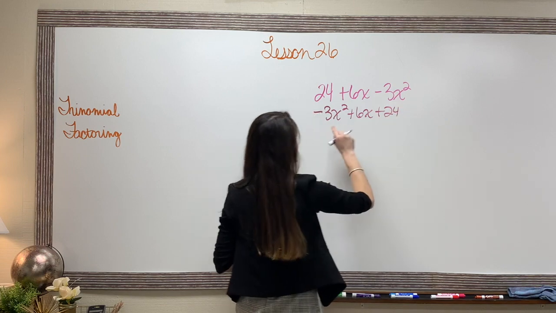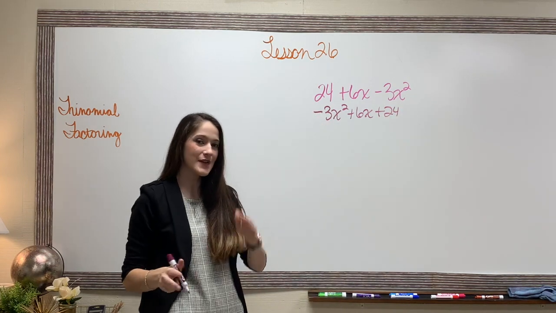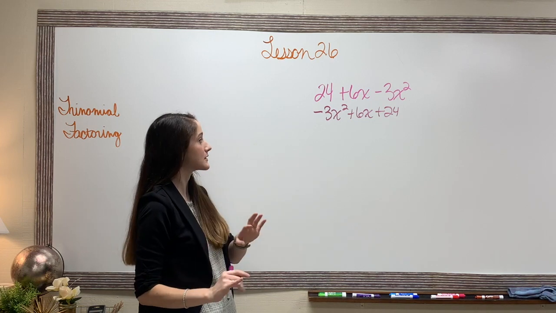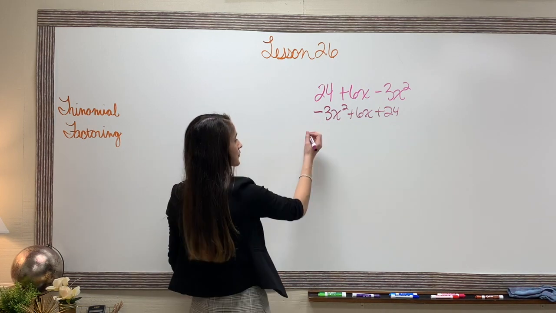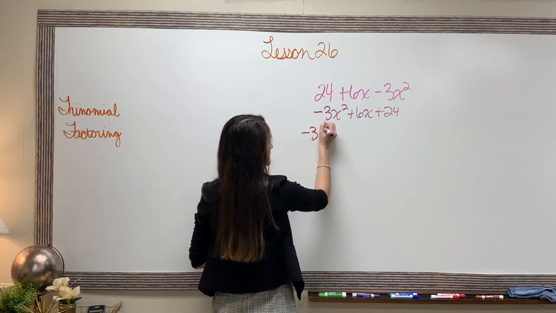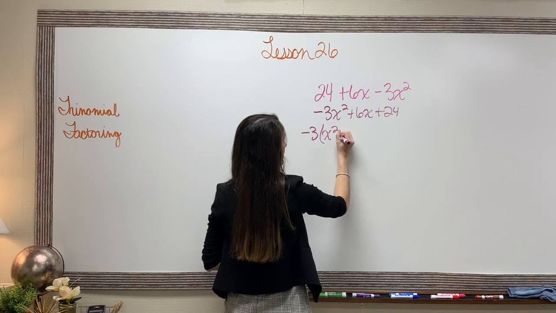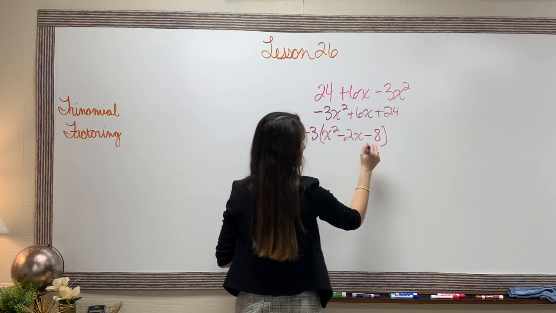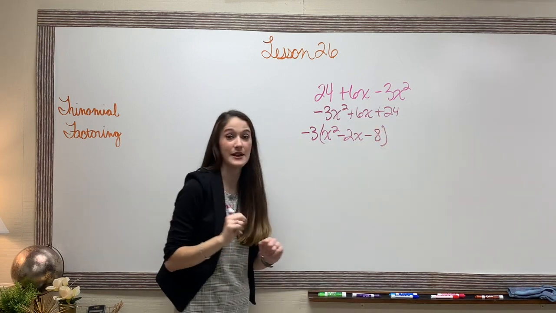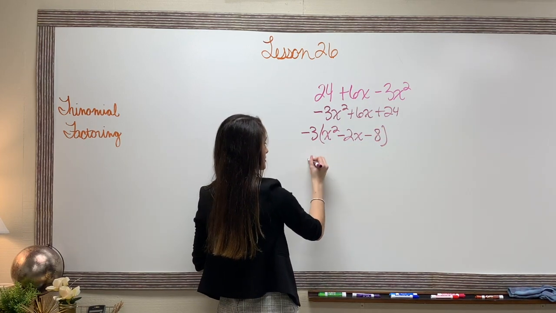And by putting it in descending order, I can notice usually at this phase, x squared is always going to have a coefficient of 1. So I need to factor out -3 from all three parts. And I'm left with x squared minus 2x minus 8. Because remember, we're dividing all of these by -3. So now that I have it like this, I need to put this into two binomials.